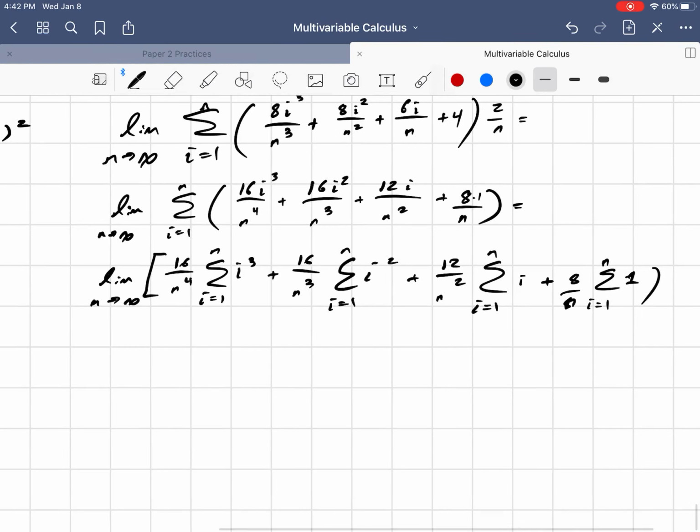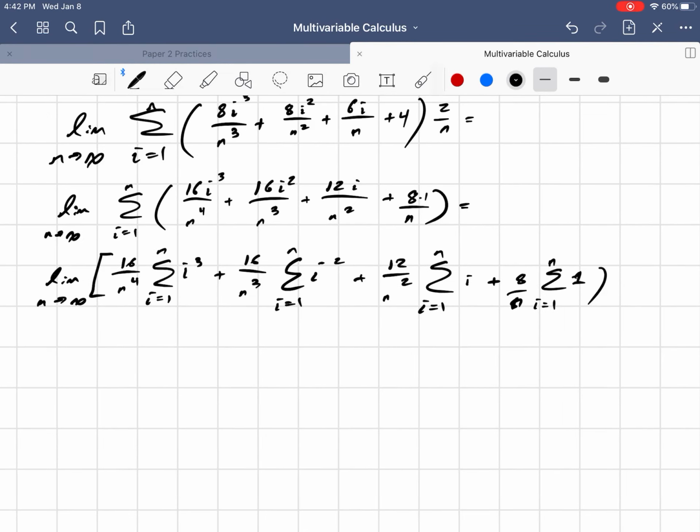Because this is really 8 times 1, right? So, why did we do that? We did that because n is constant, right? i is what's changing. i is our indexing variable.